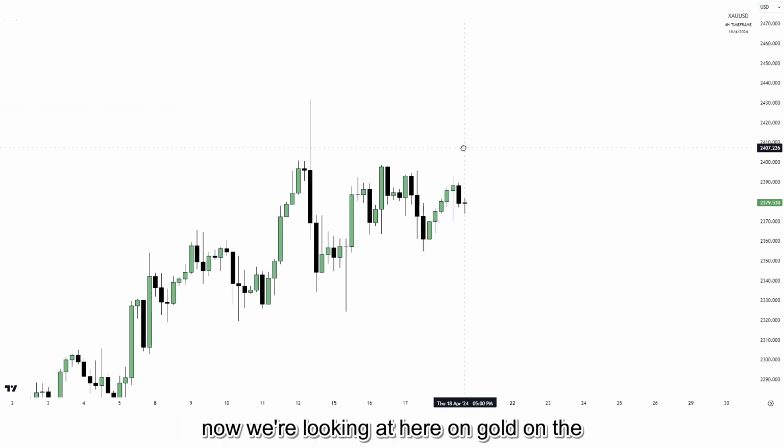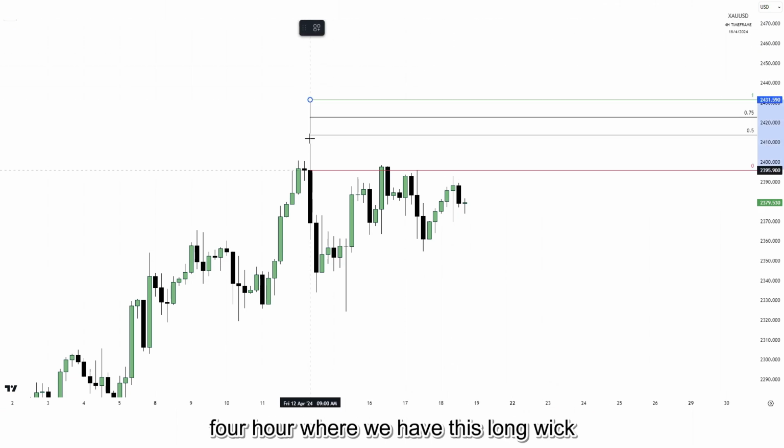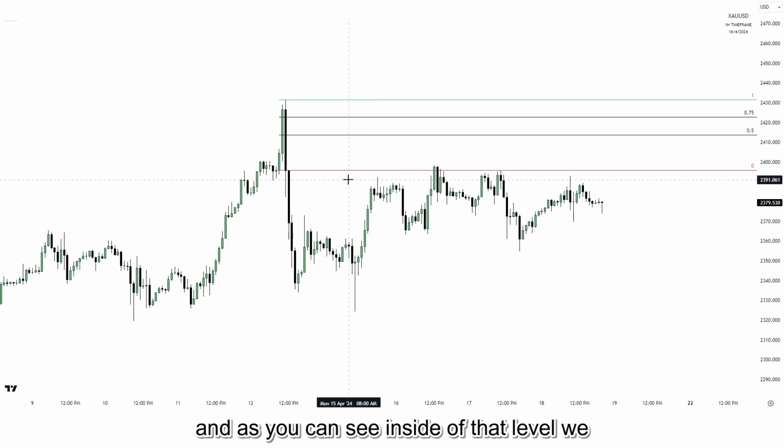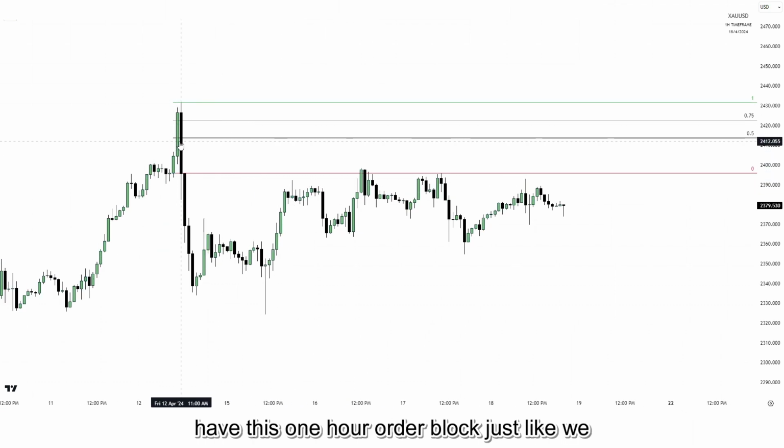Now we're looking here at gold on the 4-hour, where we have this long wick level. Let's go down to the 1-hour here, and as you can see, inside of that level we have this 1-hour order block.